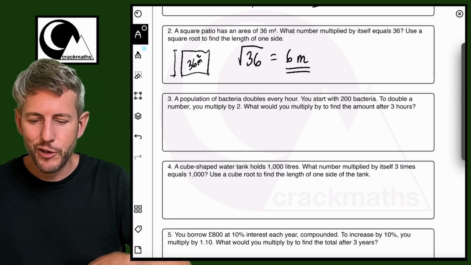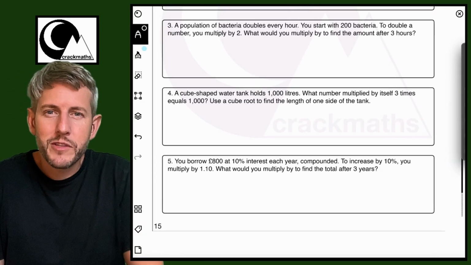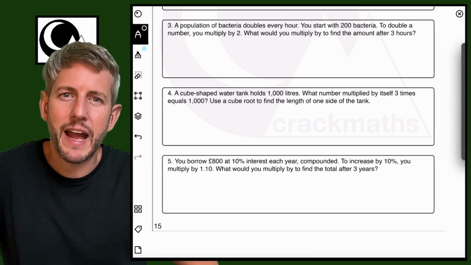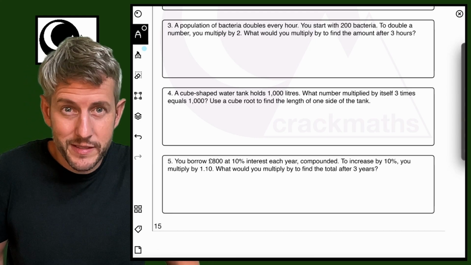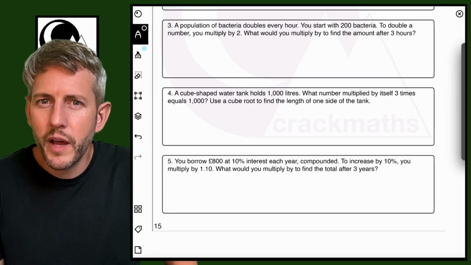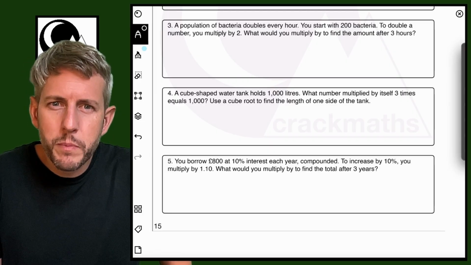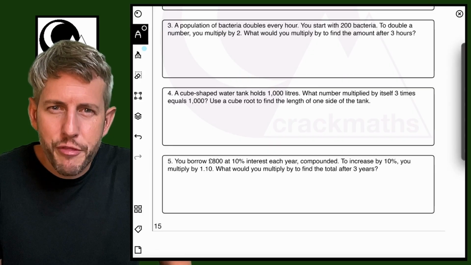Okay, right, let's have a look at question 3. Question 3 says, a population of bacteria doubles every hour. You start with 200 bacteria. To double a number, you multiply by 2. What would you multiply by to find the amount after 3 hours?